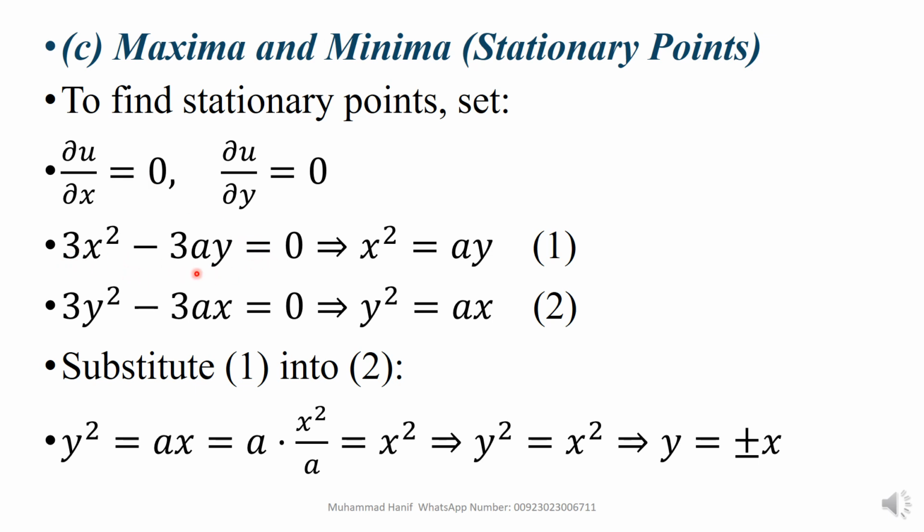Now we simplify these terms. You can see 3 is given in both terms, so we divide all the values by 3, we get x² = ay. Again, for ∂u/∂y, we put in the values, equal to 0. 3 is given in both terms, then divide by 3, and we get y² = ax. You can assume this is equation number 1 and this is equation number 2.